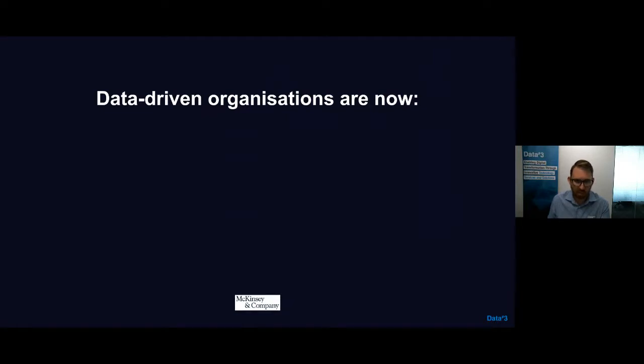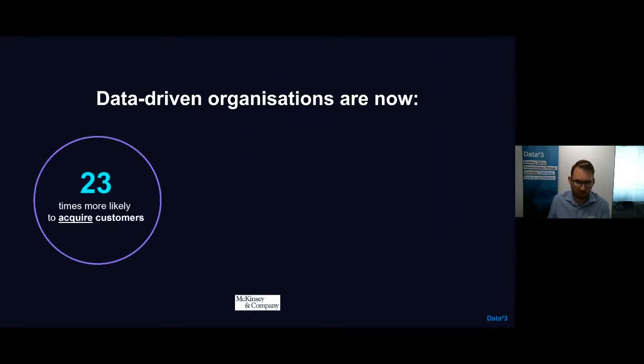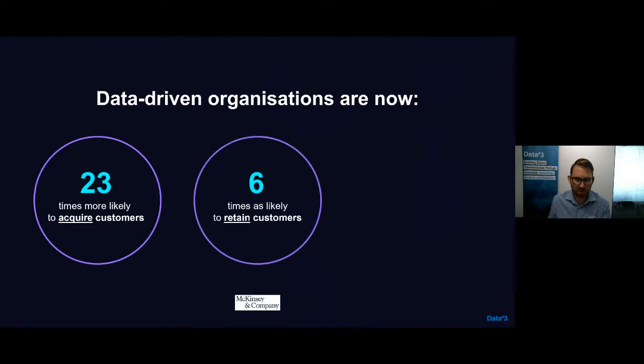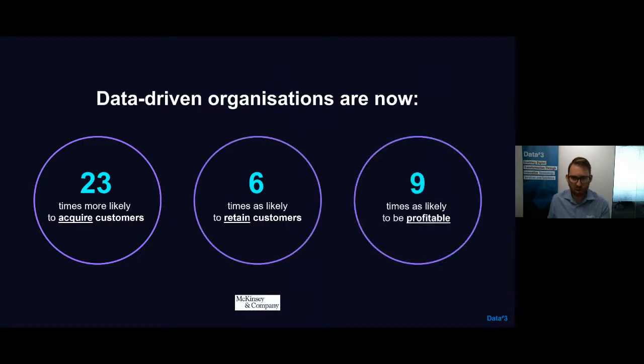And when you use data to be more data driven, this is a report from McKinsey and Company, the report is that they are 23 times more likely to acquire customers, 6 times more likely to retain customers, and 9 times more likely to be profitable. So there's a level of evidence there that shows that by using data to help with business decision making, when you empower your users and let them use data to do their work, there are benefits there for you.